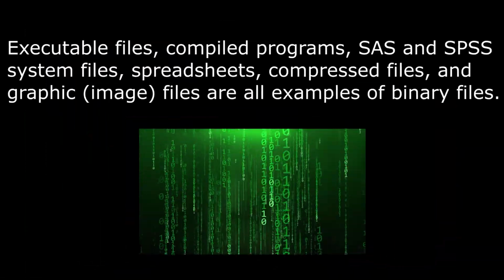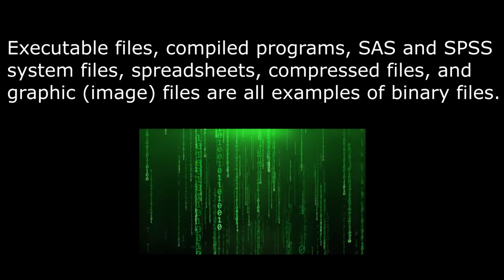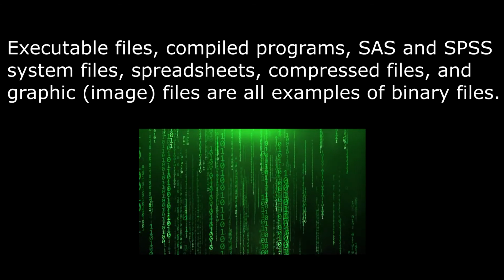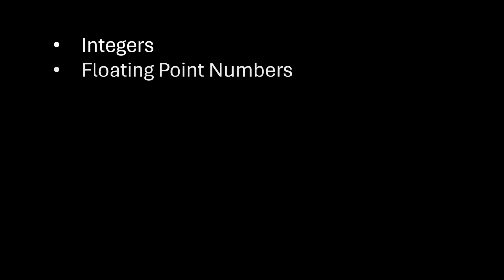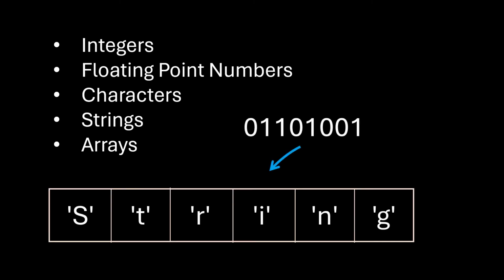All forms of data that reside on a computer, regardless of their type or abstraction level, are ultimately stored as a series of bits. This includes integers, floating point numbers, characters, and even more complex structures like strings and arrays, since at the end of the day, these more complex structures are just essentially contiguous blocks of memory, each addressable and ultimately represented in binary bits.